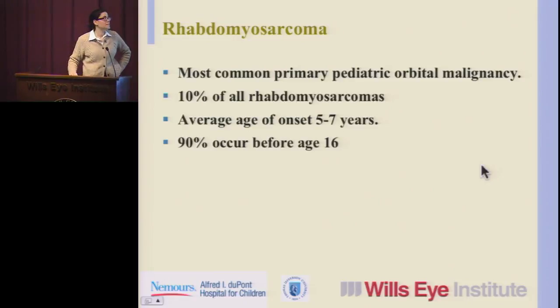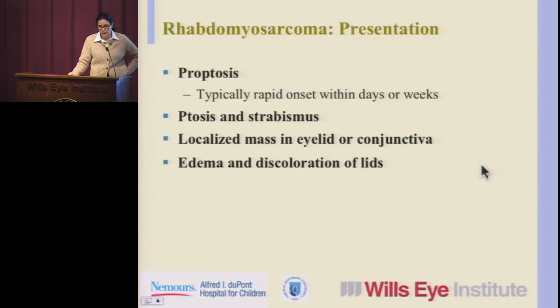Rhabdomyosarcomas. This is the most common primary pediatric orbital malignancy. The average age of onset is about 5 to 7 years, and 90% occur before the age of 16. Classic presentation is proptosis, with a very rapid onset within a few days to weeks. They can also have ptosis, strabismus, and a localized mass in the eyelid or conjunctiva. The other thing you will classically see is edema or discoloration of the eyelids.